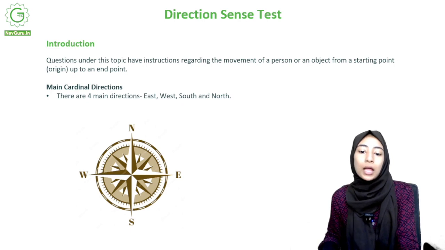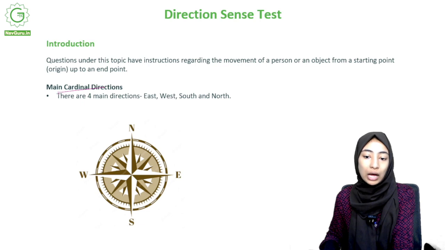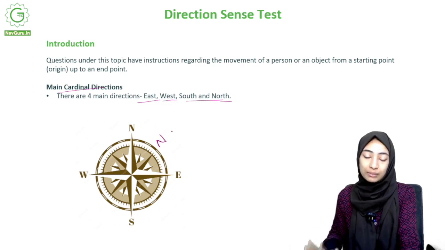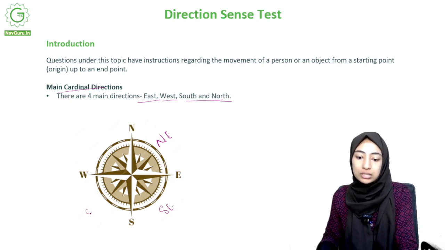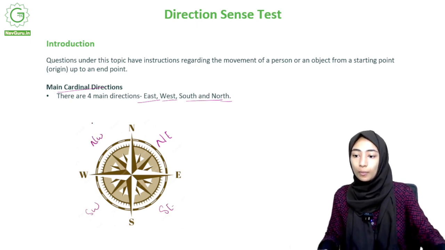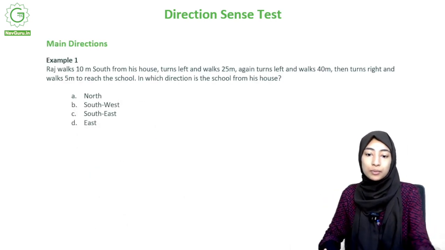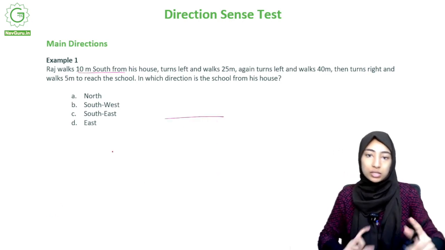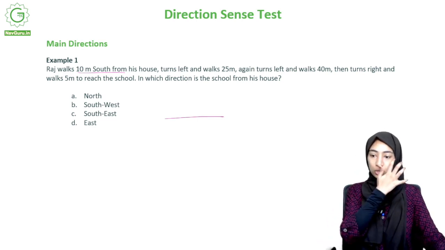So anyway, under direction sense test, one theory that you need to know is the four main cardinal directions, that is east, west, south and north. And you also have the sub-directions, like I explained: northeast, southeast, southwest, northwest, okay? That was the first thing, and then we did an example on that. You will be given that the person walks this much, and then this much, and then this much. So what is their distance? Things like that. We'll have questions of this kind, and it will be much more clear then.